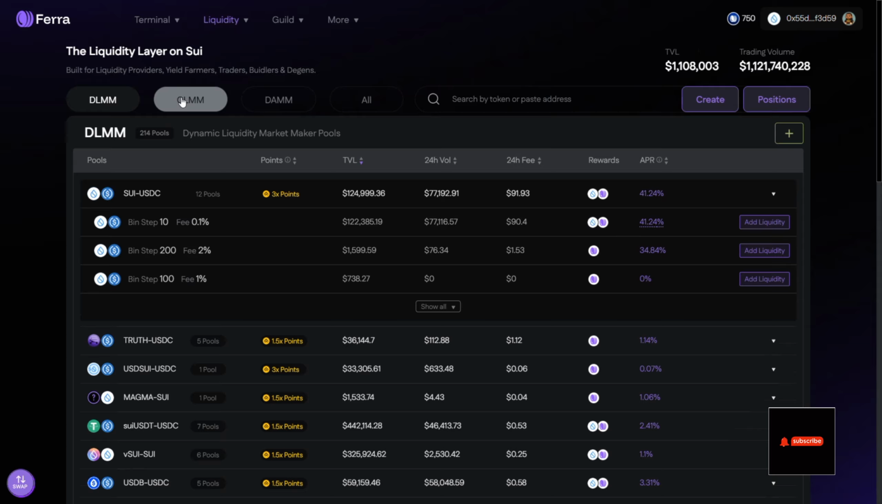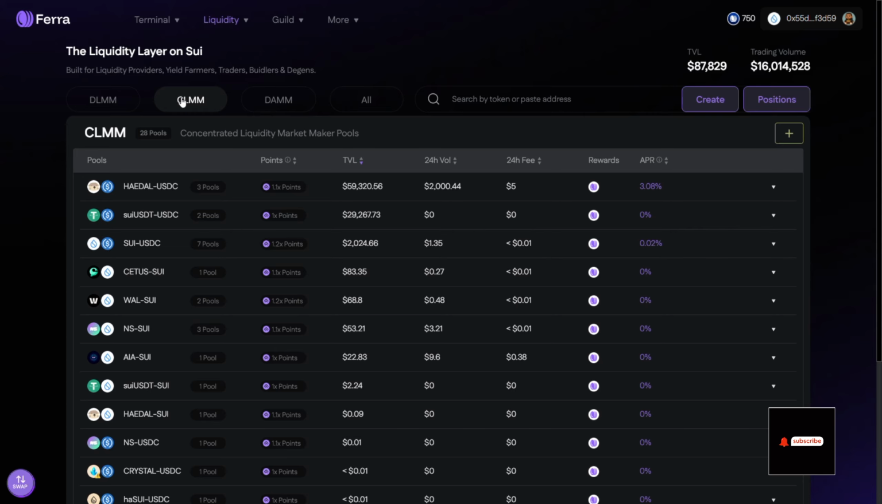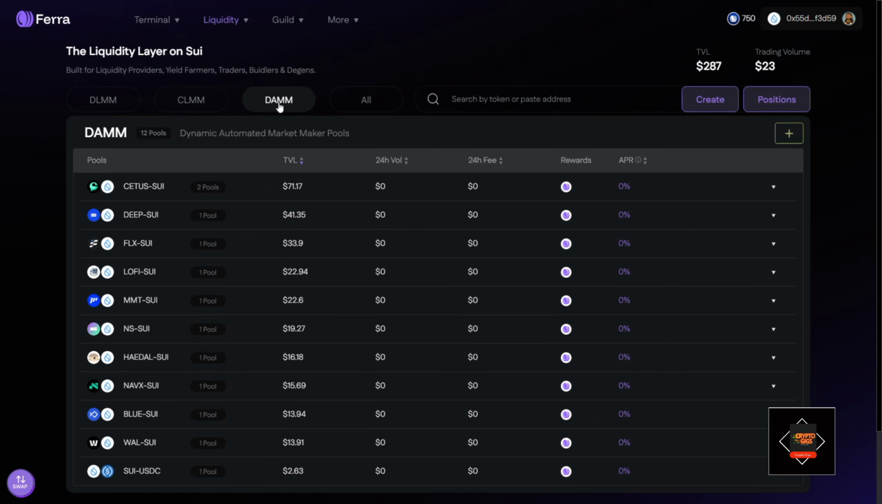So let's look at another one, the concentrated liquidity market maker pool. How does it work? The concentrated liquidity market maker enables tighter spreads and deeper order books by focusing liquidity within a specific price range. So this one also, you can provide liquidity. Let me take you to the Dynamic Automated Market Maker. This one employs adaptive curves to ensure seamless swaps and reduce slippage, even during periods of high market turbulence or volatility.